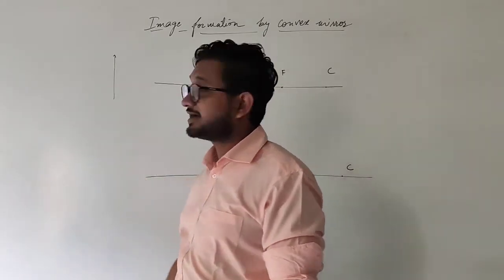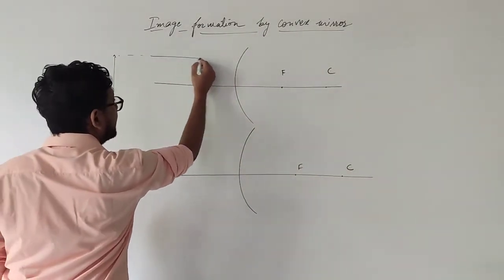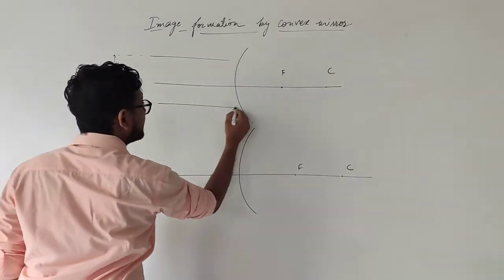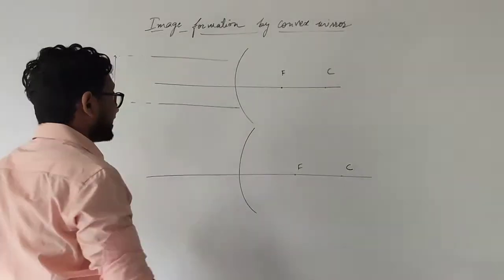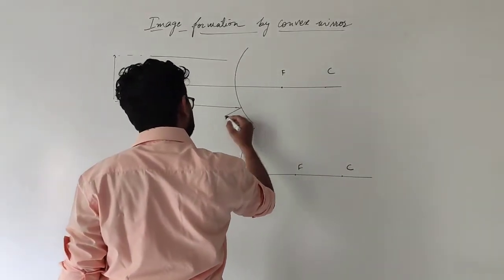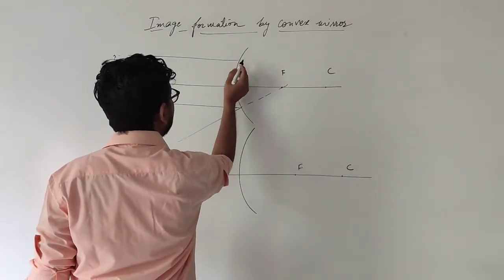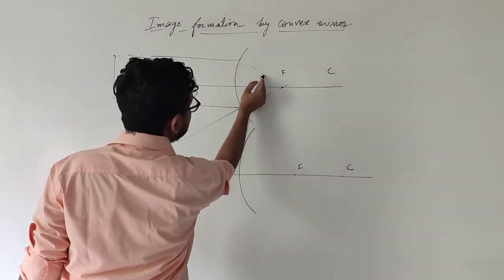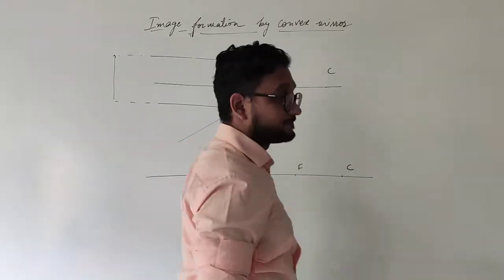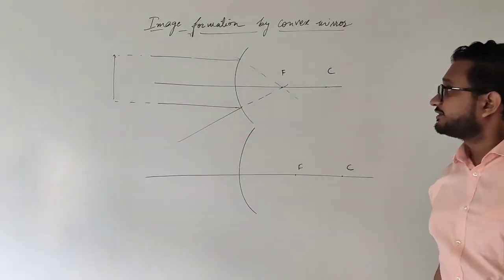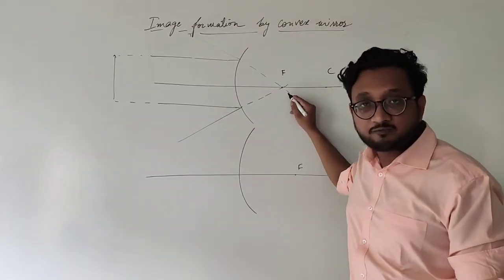So the object is at infinity. Once again, the rays of light will be parallel like this because the object is at infinity, and the incident rays of light will reflect back like this, and they will meet at focus, because we know that wherever there are parallel rays of light, they always meet at focus. So in the first case, when the object is at infinity, the image will be on focus.